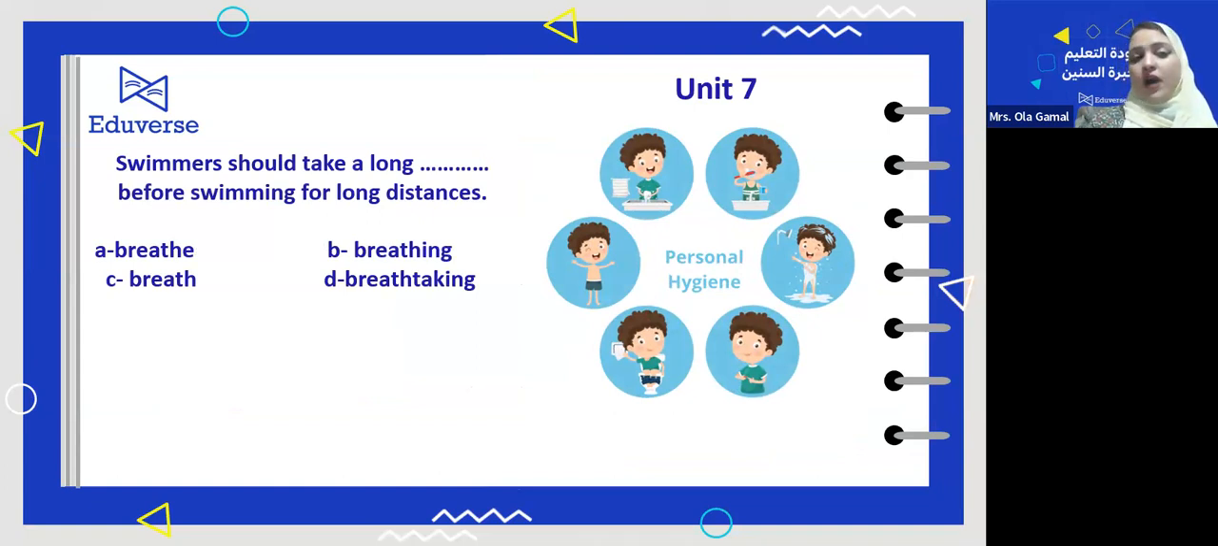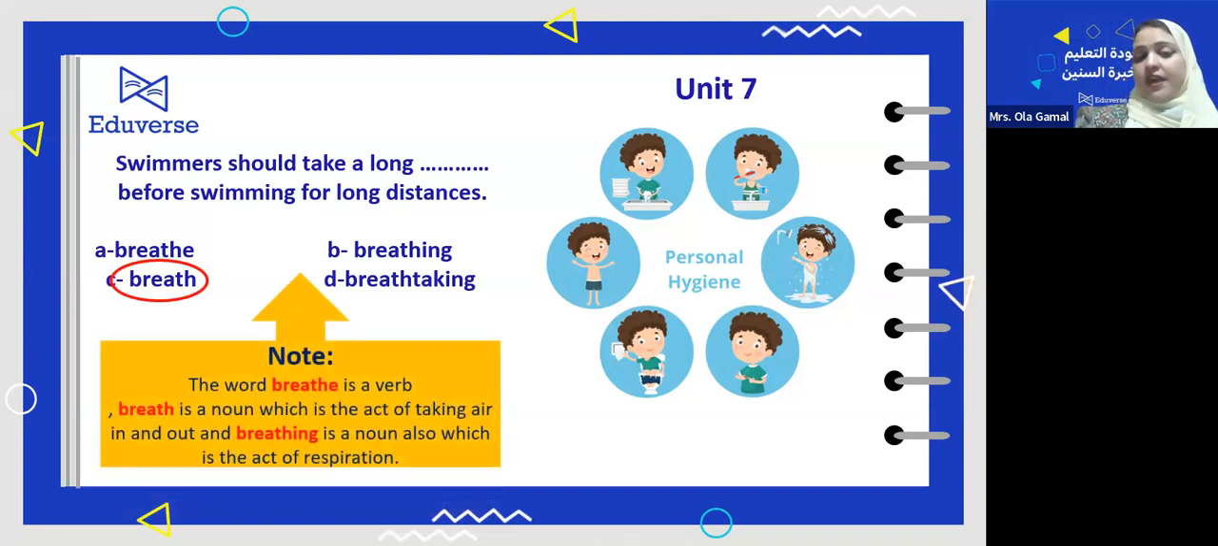Swimmers should take along what before swimming for long distances? A long breathe, breath, breathing, or breathtaking? Try to guess the answer. Yes, I heard someone saying a long breath. Because here, the word breathe is a verb, which ends with E. But breath is a noun, which is the act of taking air in and out. And breathing is a noun also, which is the act of respiration. So there is a difference between breathe, breath, and breathing.